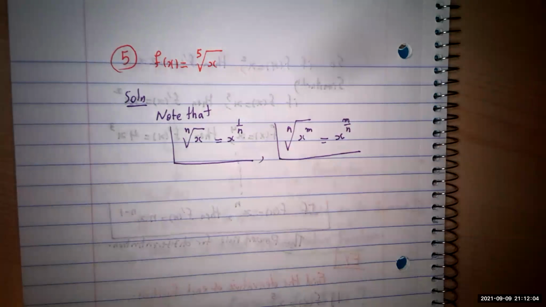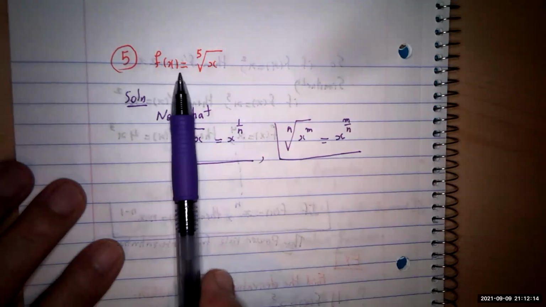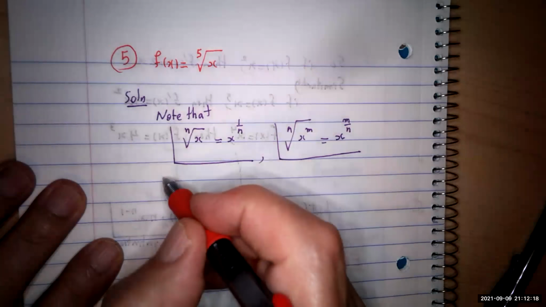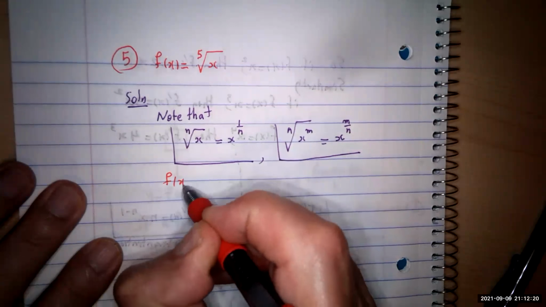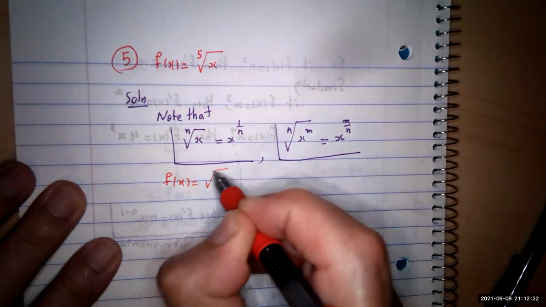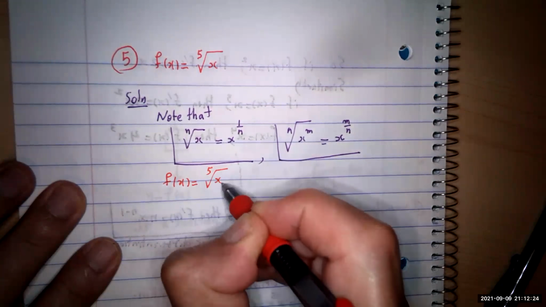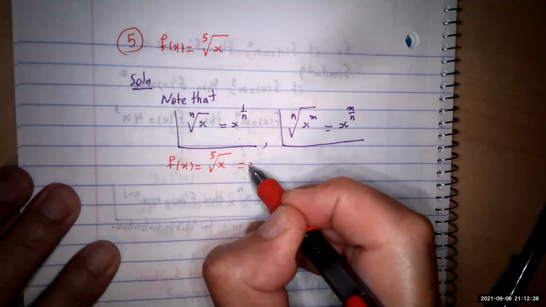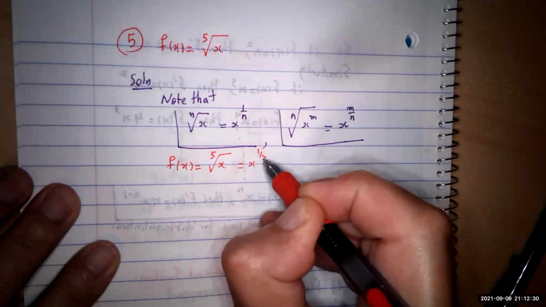So anytime you see a radical expression in this course, switch it. Then you can find the derivative. Any question? So let's get back to our problem, f of x equals the fifth root of x. Rewrite it. If you rewrite it, that gives x to the 1/5. That's it.